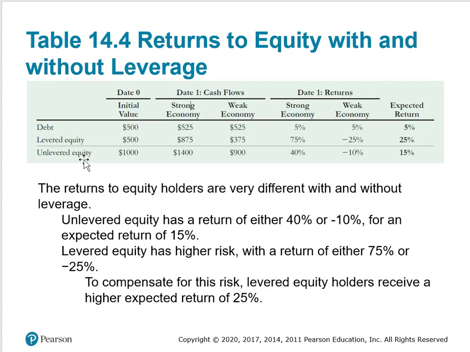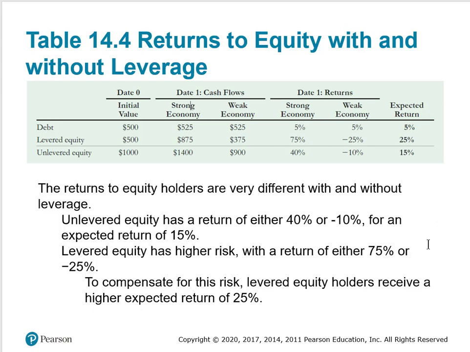So now let's look. Here's the unlevered equity that we had, and that showed a 15% return that we calculated earlier. But now if we have the levered equity, looking at the values that were created, in a strong economy, they would earn 75%. In a weak economy, they'd lose 25%. And that average, again, we're doing 50% of each, says now that the levered equity has higher risk, so it has a higher return.